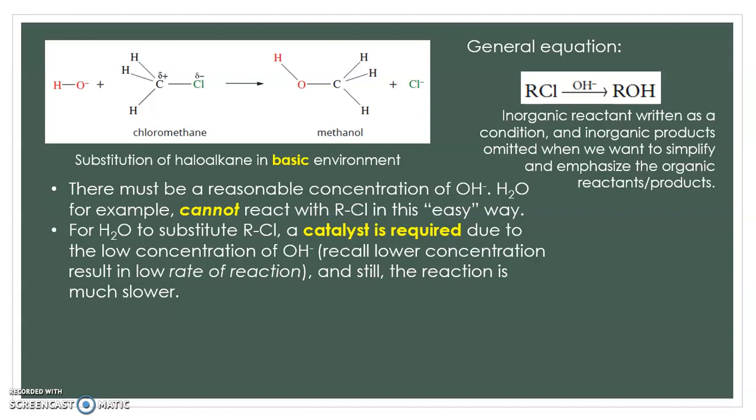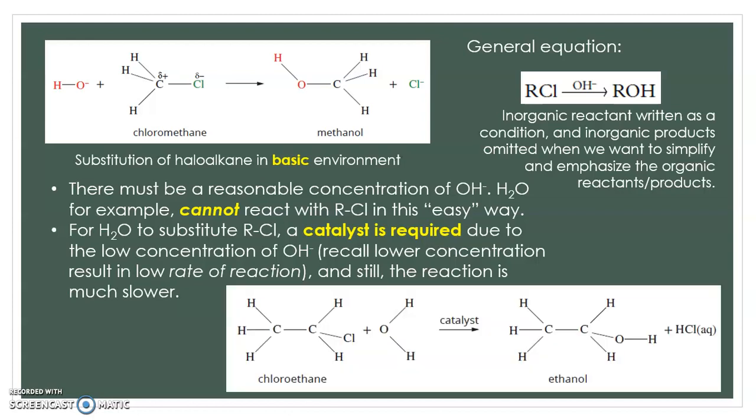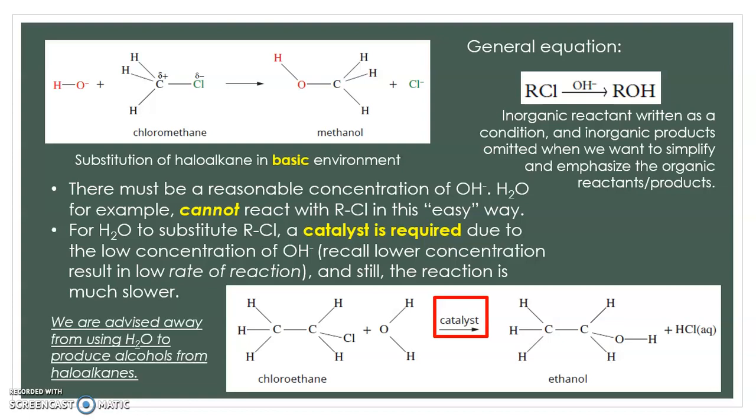But even if a catalyst is used, this reaction is much slower. So if we really want to produce alcohol, we are advised to use a base like sodium hydroxide solution to react with haloalkane. We are advised away from using water straight away to produce alcohols from haloalkanes.